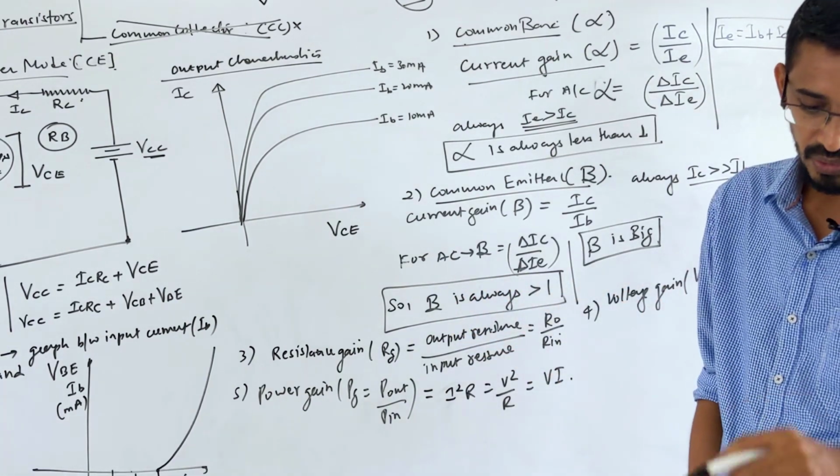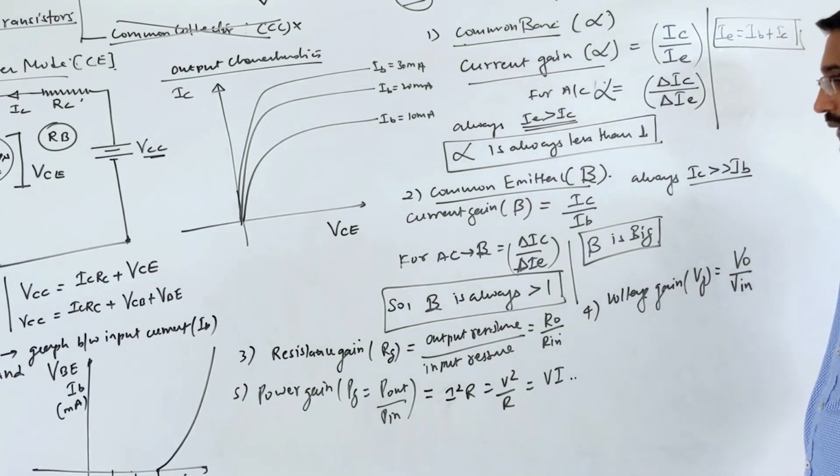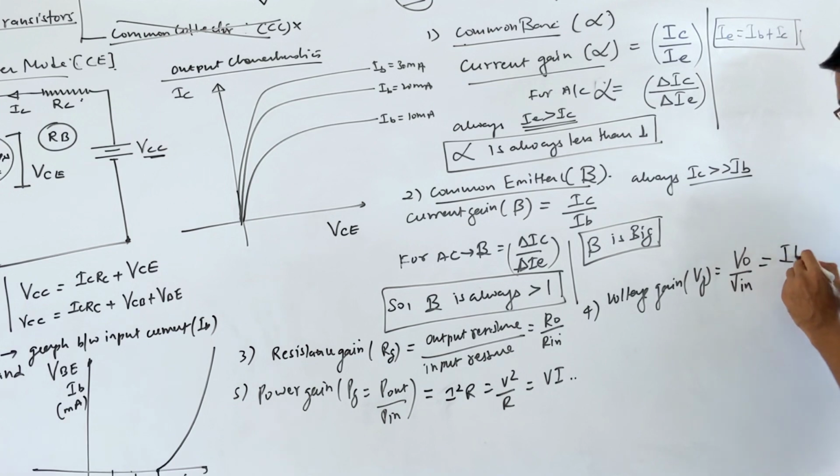Output by input. In the same way, this voltage gain you can also write as I into R, current gain into resistance gain. That's also your voltage gain, right? Now we'll see numericals on this part.